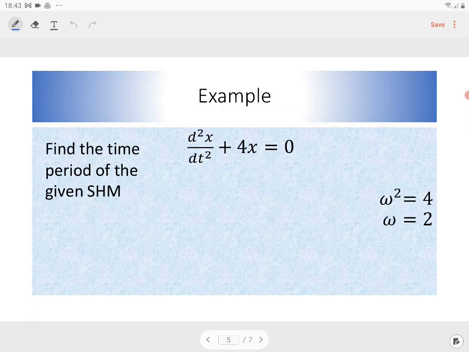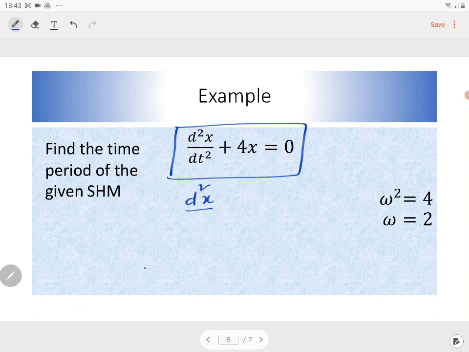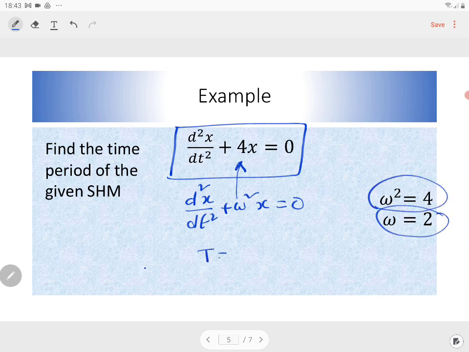See children here, one example we will do. Find the time period of the given SHM. This is the differential equation of SHM. Compare this differential equation with the standard one, d square x by dt square plus omega square x equal to 0. What is the coefficient of x here? Omega square equal to 4, so omega equal to 2. Now the time period of SHM is 2 pi divided by omega, that is 2 pi divided by 2, which equals pi second or 3.14 second. Children, the time period of SHM is 2 pi by omega. What is omega? Angular frequency.